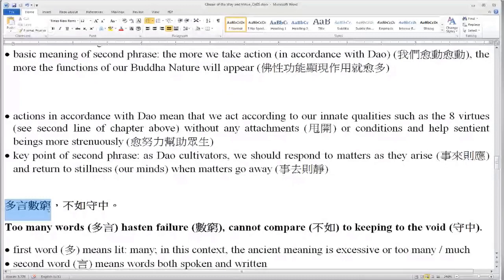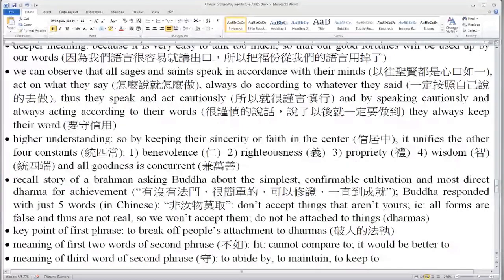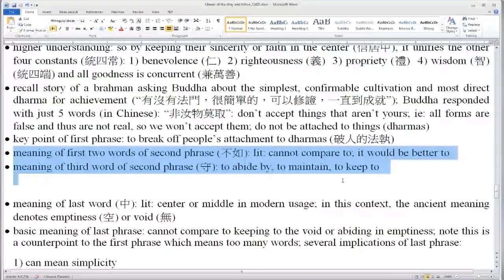So now we're talking about the last phrase. The meaning of the first two words: Buru means cannot compare, or it would be better to, something else, the contrast. And the meaning of the last two words of the phrase: the third word is so, it means to abide, to maintain, to keep to. And the meaning of the last word, this is the most difficult.